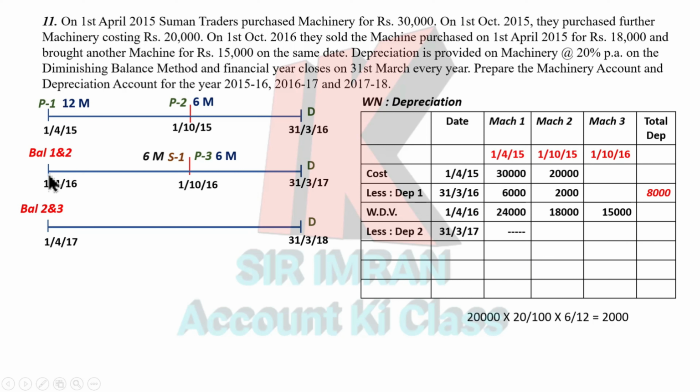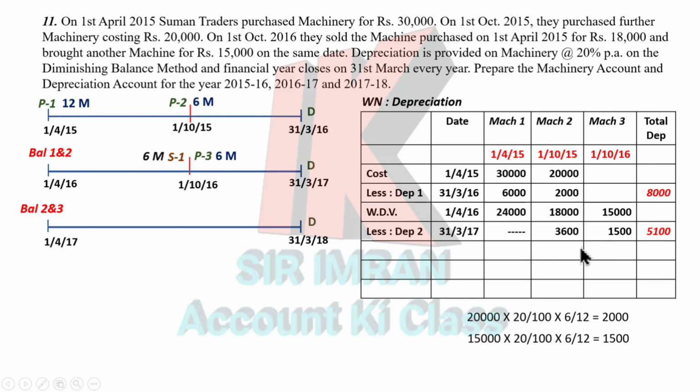Asset 2 is from 1st April to 31st March. That means whole year depreciation, 18,000 into 20%. So it comes to 3,600. For this 15,000, you have to see that it appears on 1st October. In the second year, this asset number 3 is used only for 6 months. So 15,000, 20% for 6 months. Just see the calculation: 15,000 into 20% into 6 by 12 comes to 1,500. And nothing else is there. So we will calculate our total depreciation: 3,600 plus 1,500 comes to 5,100.